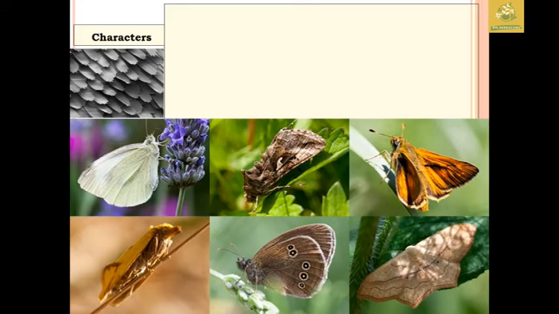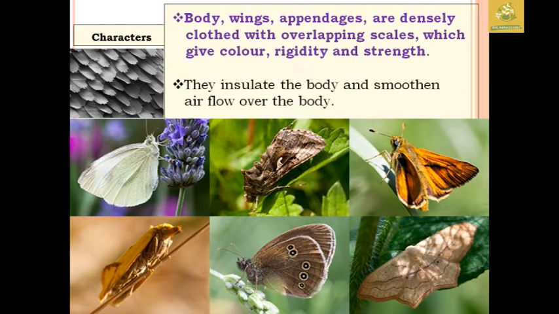While seeing about the characteristics, the body, wings, and appendages are densely clothed with overlapping scales. Even on their body there is a presence of scales, which give them color as well as rigidity and strength to the body and the wings during flight. They have an insulated body which smooths the airflow over their body surfaces, which is mainly useful for their flying motions.